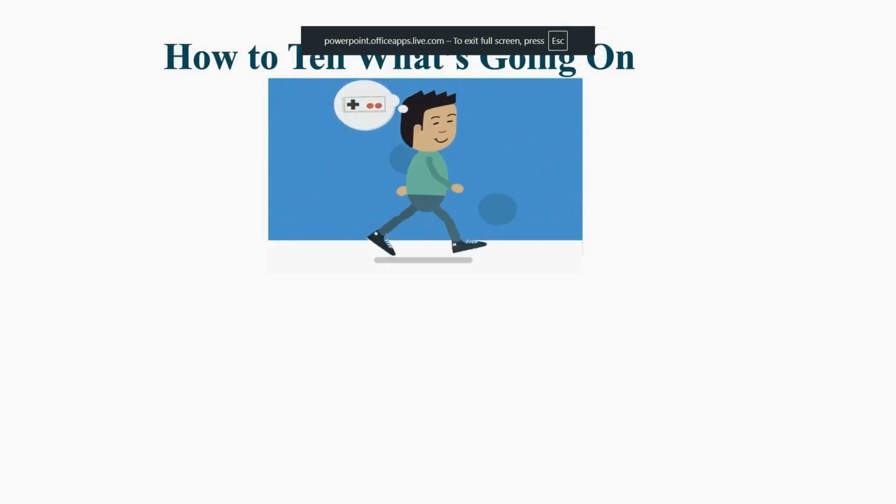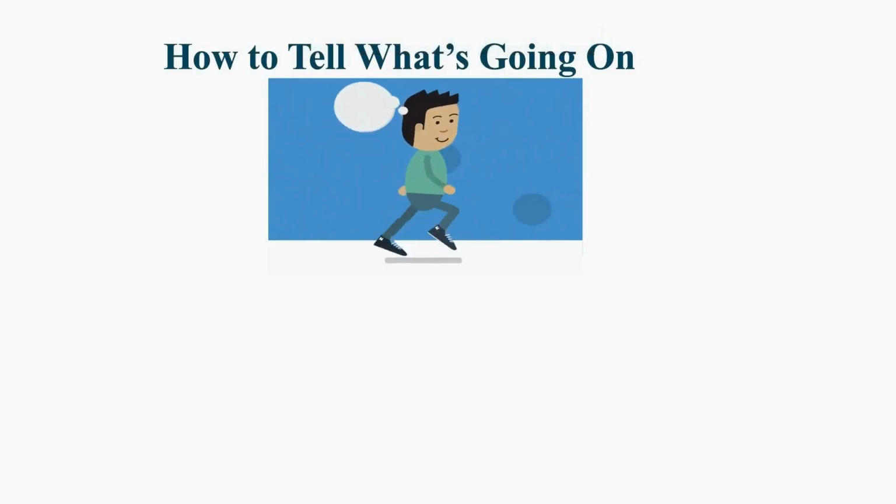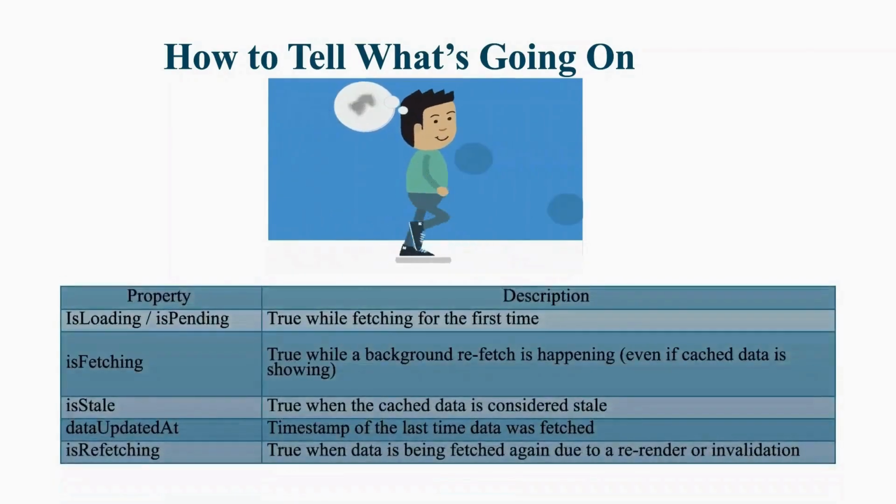How to tell what's going on. So here are the few properties we can take a look at and see what each one does. It has a property called isLoading, isPending. This is going to be true while we fetch for the first time. And next is isFetching. This is also true while a background refetching is happening, even if cache data is showing.